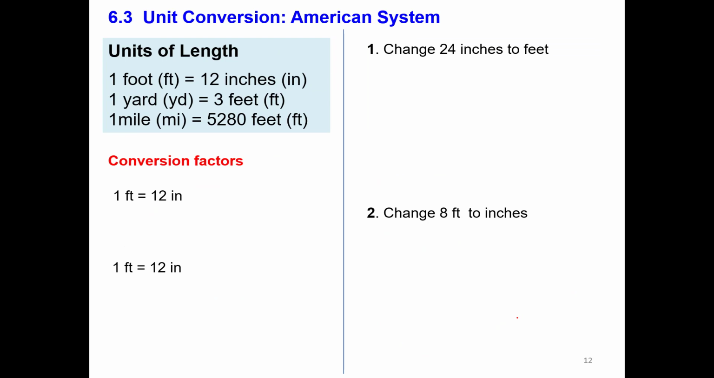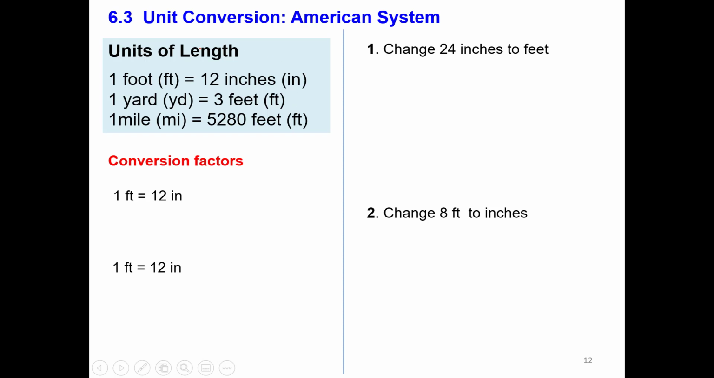Now we will move to section 6.3, which is conversion of units, or unit conversion. We will start first with the American system, and let's start with the units of length. In the units of length, we had these conversion factors: 1 foot equals 12 inches, 1 yard equals 3 feet, 1 mile equals 5,280 feet.